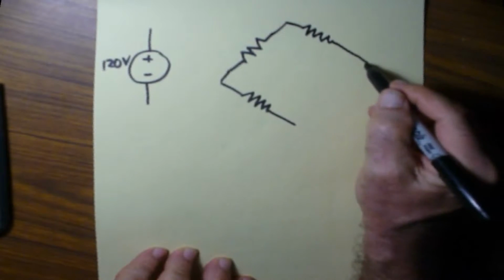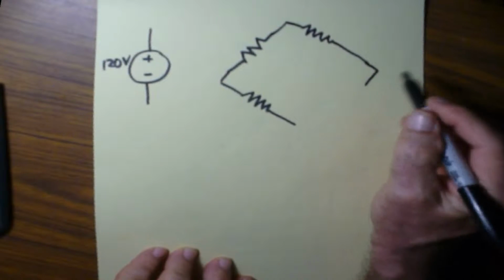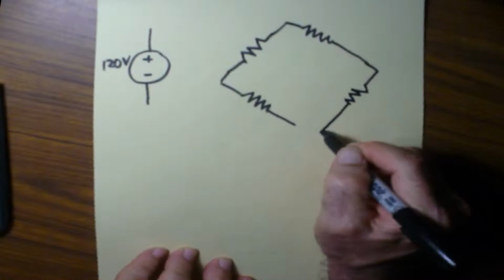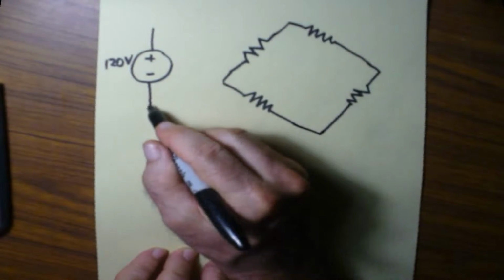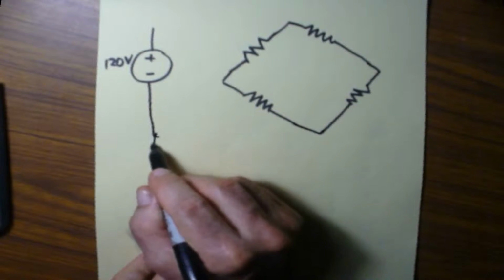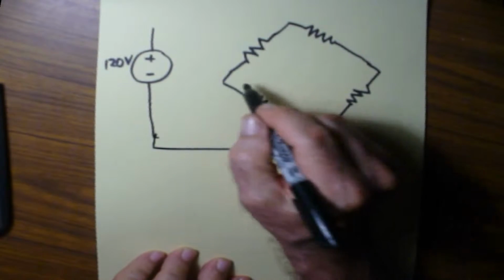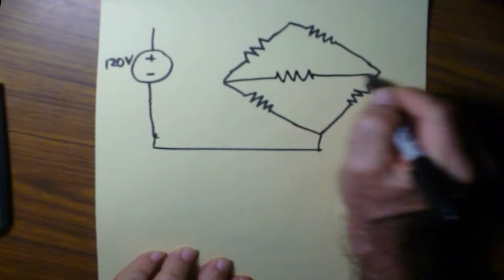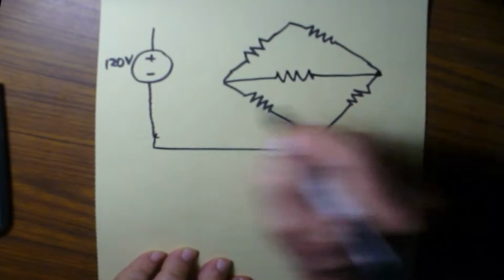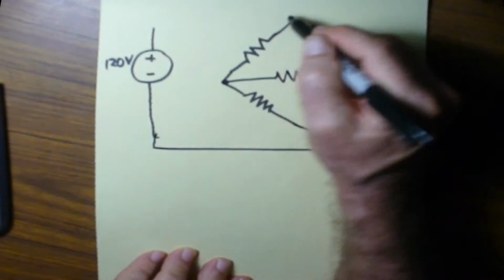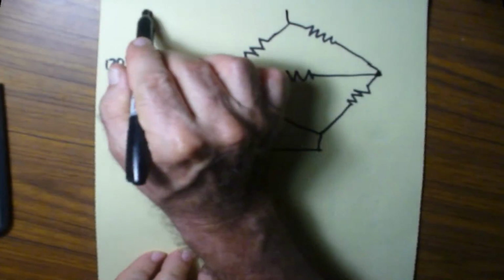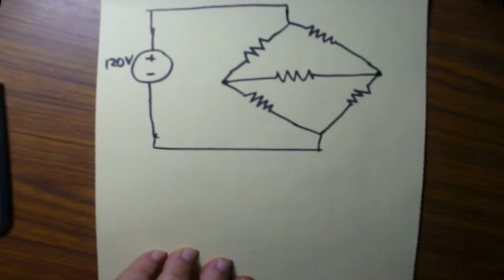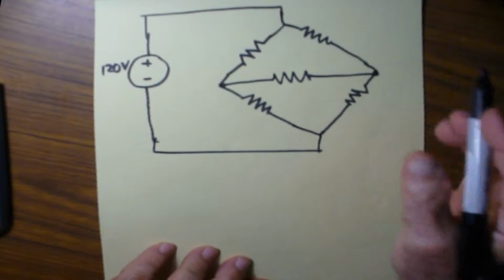A Wheatstone bridge is traditionally made up of 5 resistors: 4 resistors formed in a square, and then 1 resistor that goes across the middle. This is a common device that's used in measuring equipment. This would normally be a pretty difficult circuit.